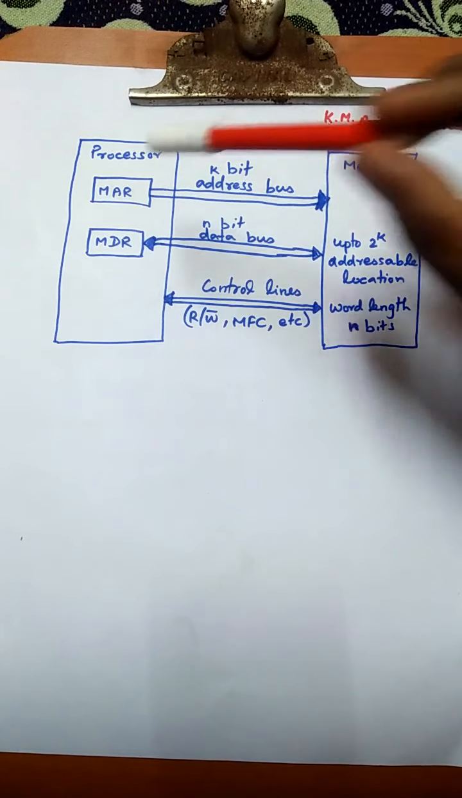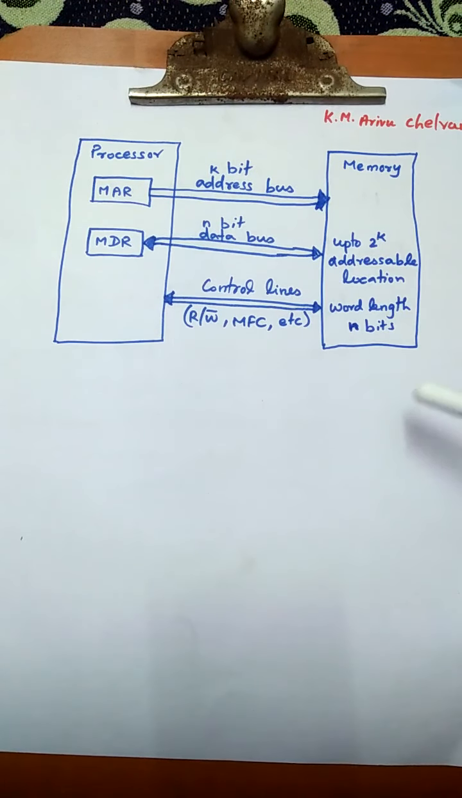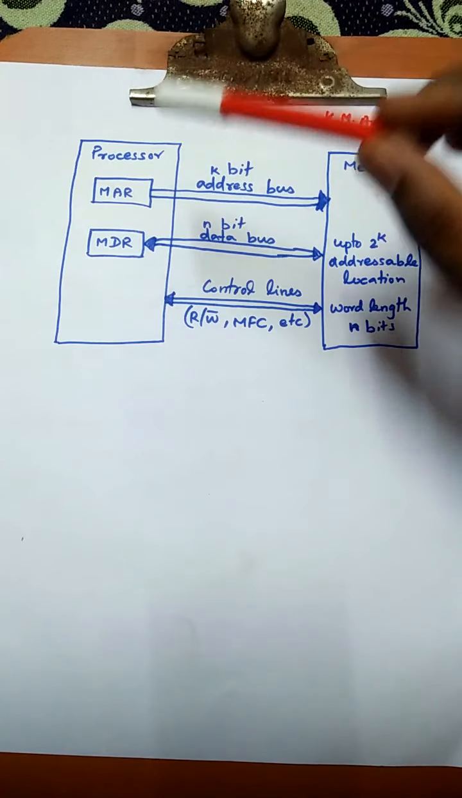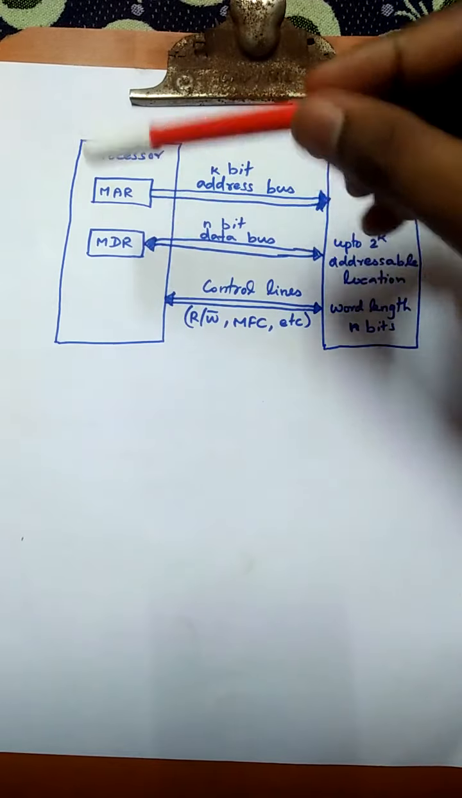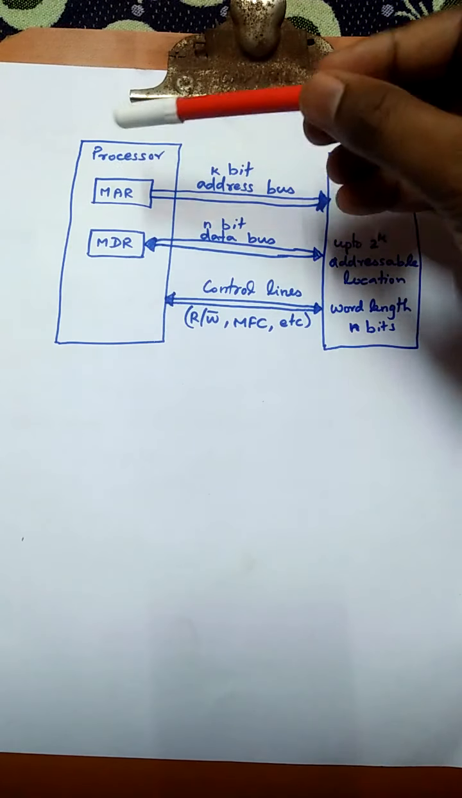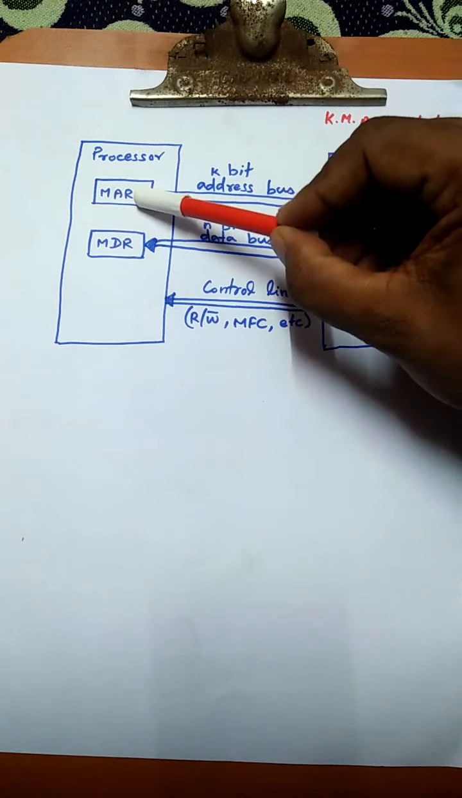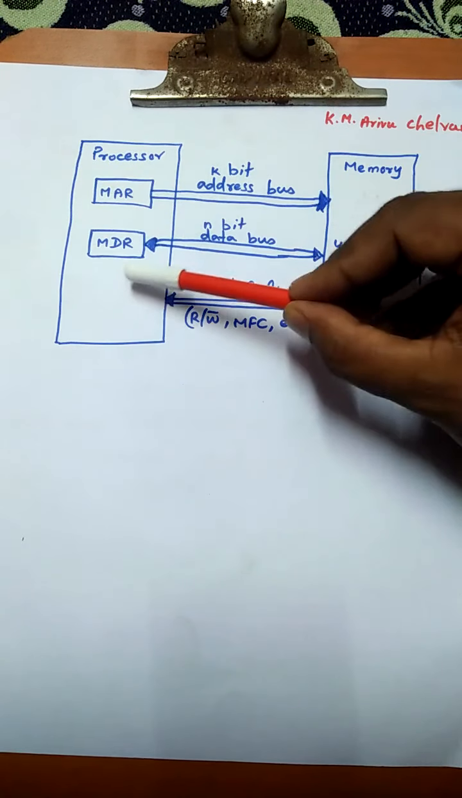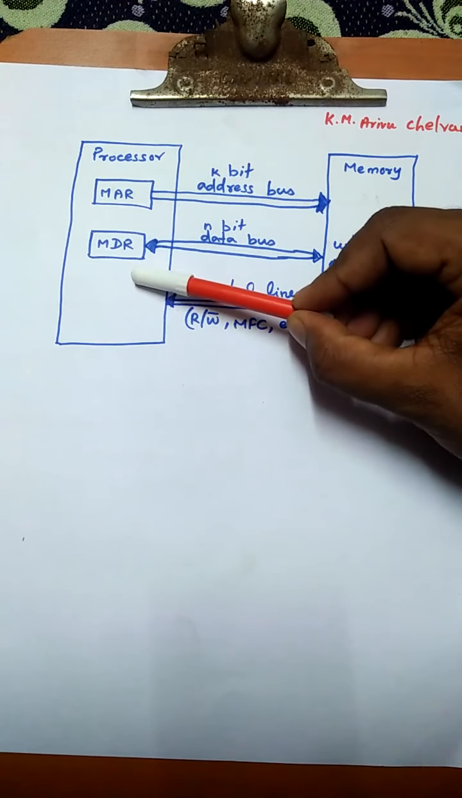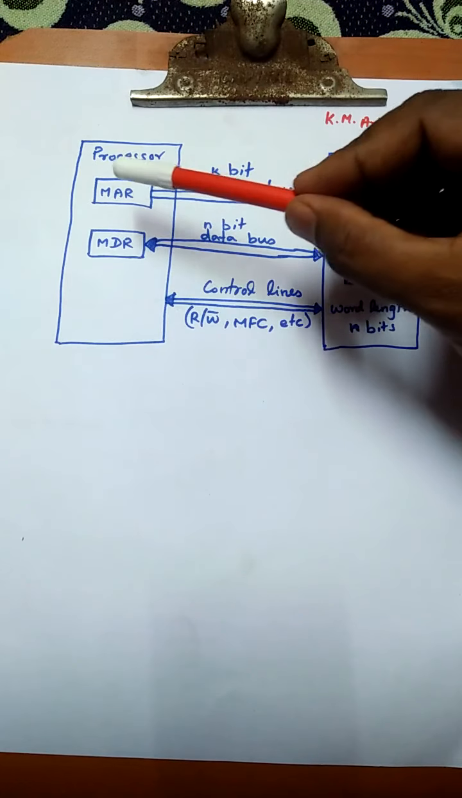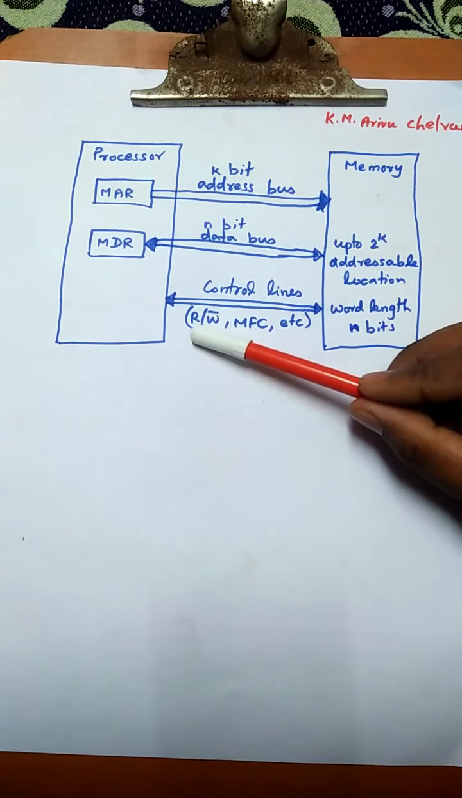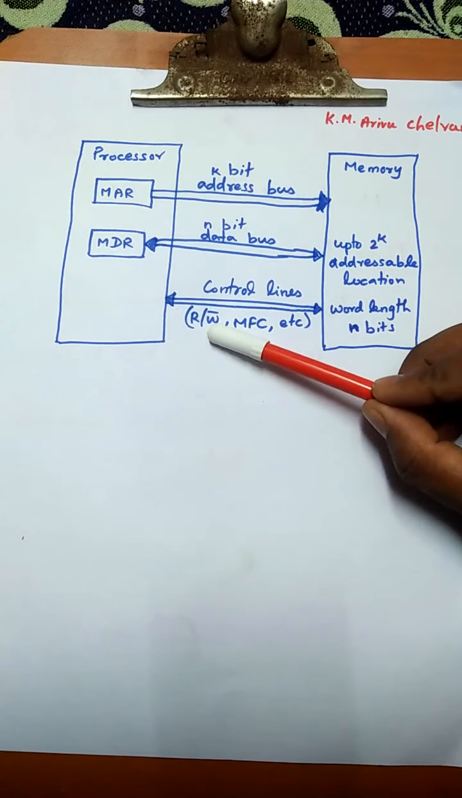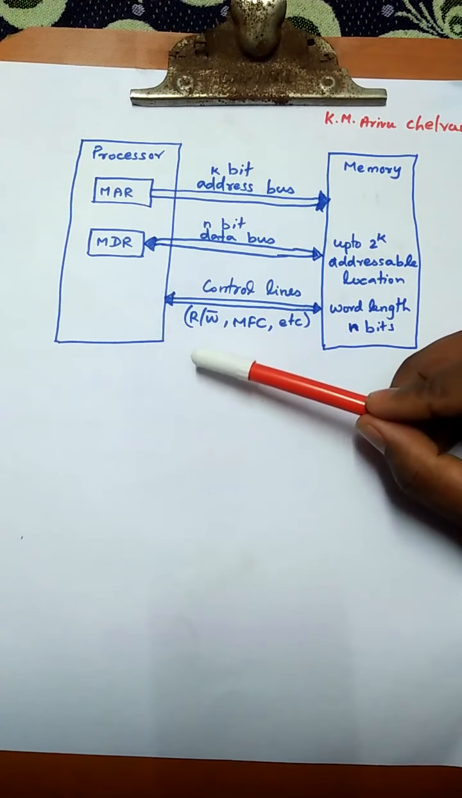Next one is how data is written into memory. For that, the processor needs to load the memory address and also the data. It loads the memory address in MAR and the data into MDR. After loading these two things, the control line R/W bar is set to 0.